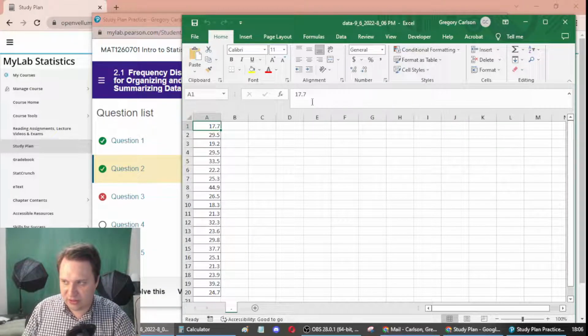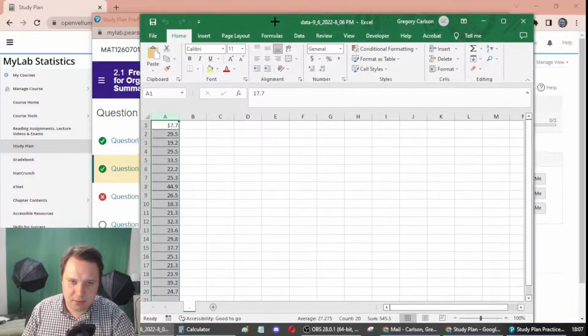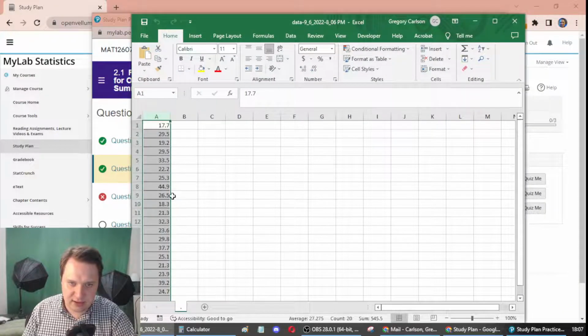That's so we can work with the data. So here's all the data, and watch why we're going to do this. Are you ready? I'm going to highlight the A column by clicking on A. So I've just highlighted the A column by clicking on A, so I've selected all the data in column A.